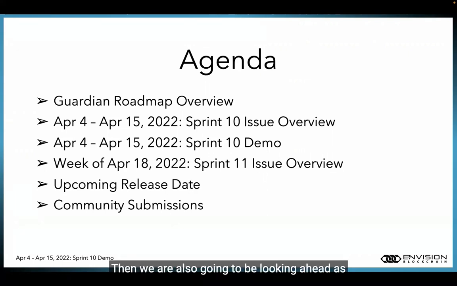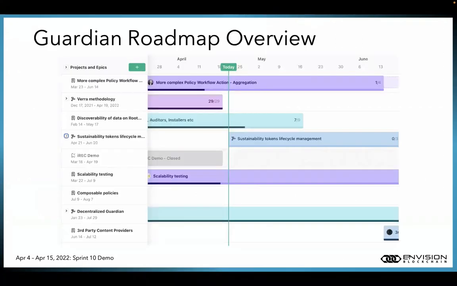Then we are also going to be looking ahead as of week of April 18, which is an ongoing sprint. We are also going to take a look at what issues we're going to tackle in Sprint 11. Then we are also going to be talking about the upcoming releases. We are also going to be giving you some of the ways that you can submit either bugs or policy requests through various different channels.